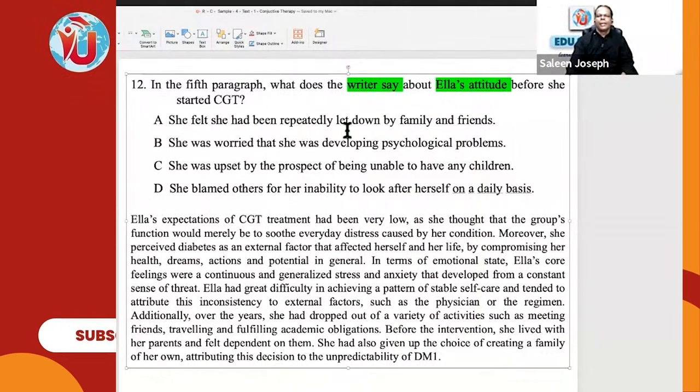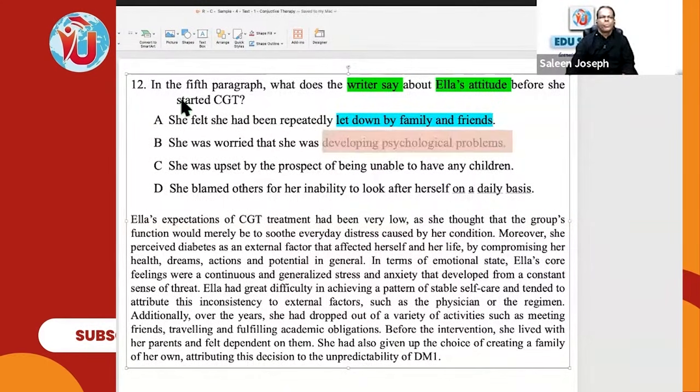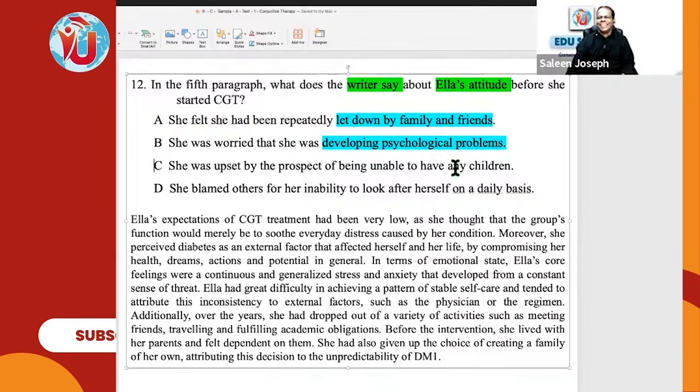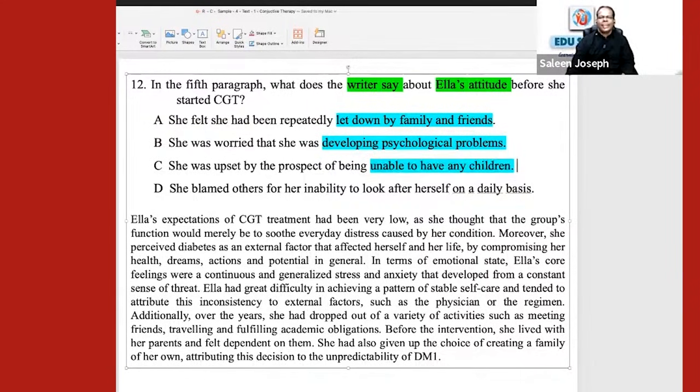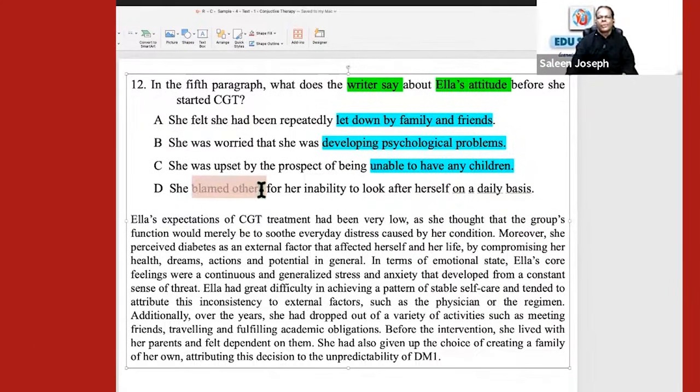Option A, she felt she had been repeatedly let down by family and friends. Before she joined the program, what was her feeling? B, she was worried that she was developing psychological problems. C, she was upset by the prospect of being unable to have any children. That was her problem before joining CGT. How funny it is. D, she blamed others for her inability to look after herself on a daily basis.